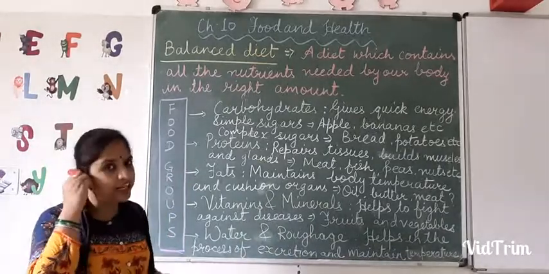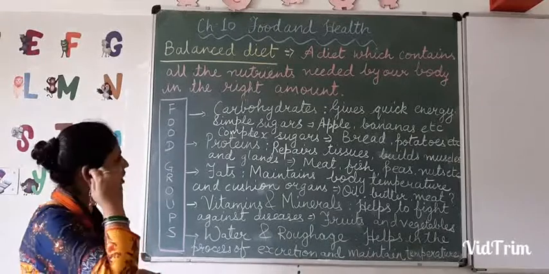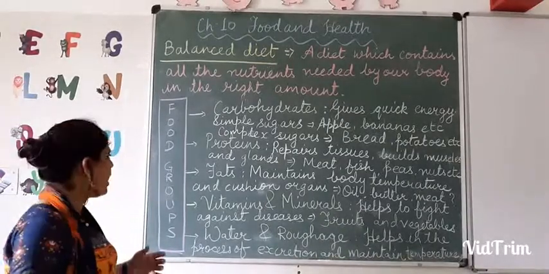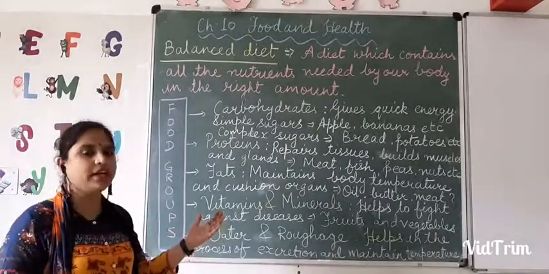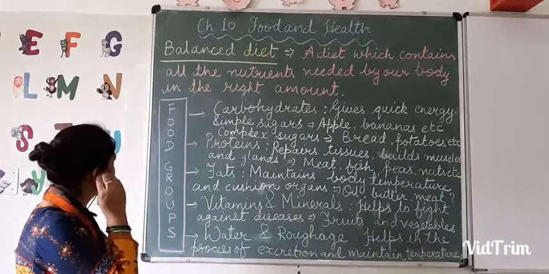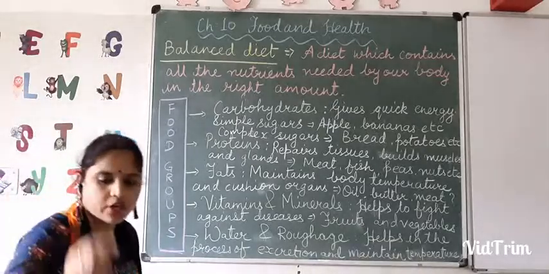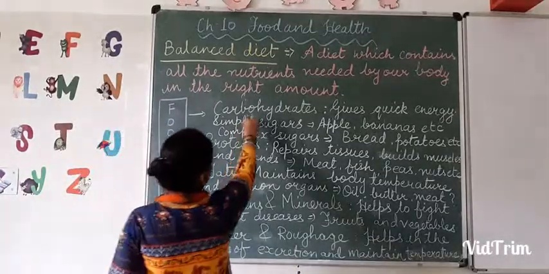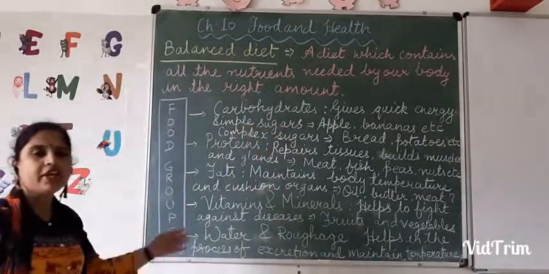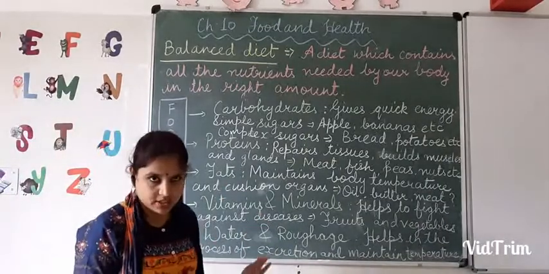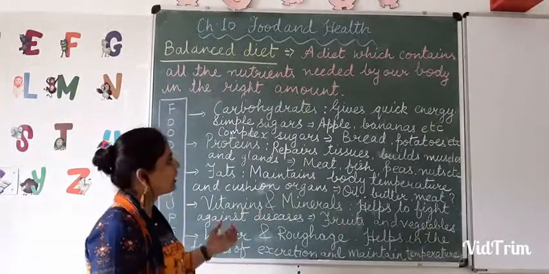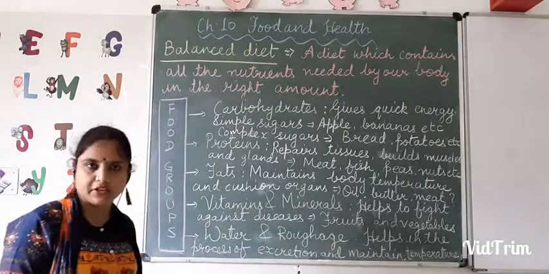This you have studied in your previous class also. Now we are going to repeat it, okay, and it will be in an elaborated form this year. So here I have mentioned food groups. The first food group is carbohydrates. We call it go foods. Why do we call it go foods? Because it gives us quick energy.